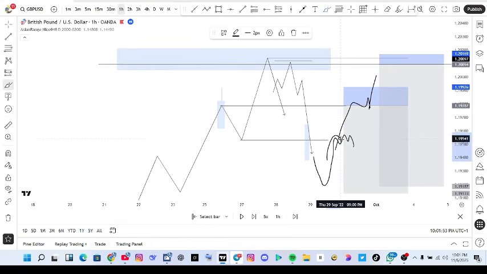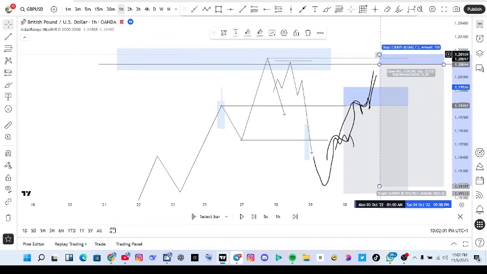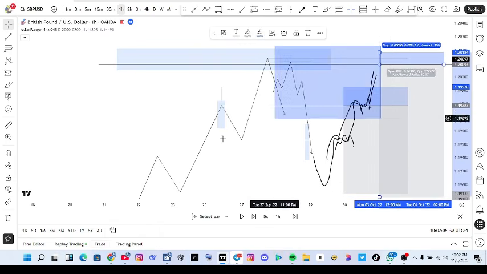Either I look for a 30 minutes break here, or I wait and look for another 30 minutes break here. But if price comes to the apex, I just enter directly. Put my stop loss small above here. Then I'll target the whole of this place.